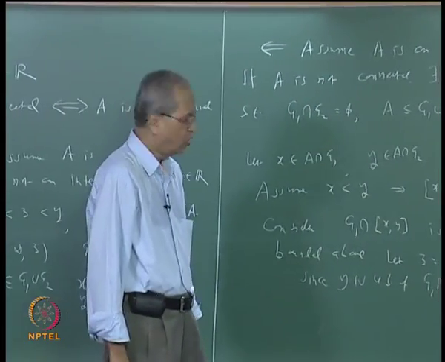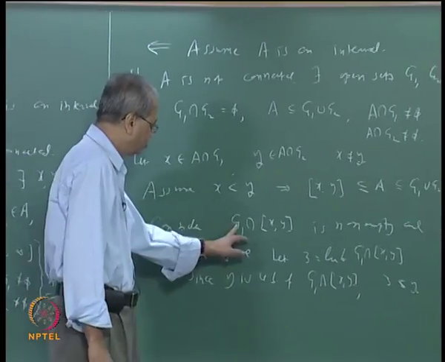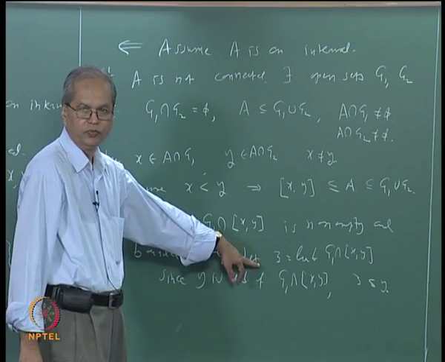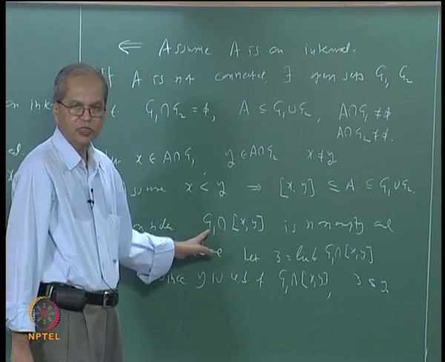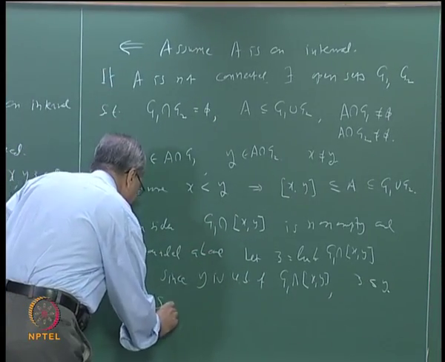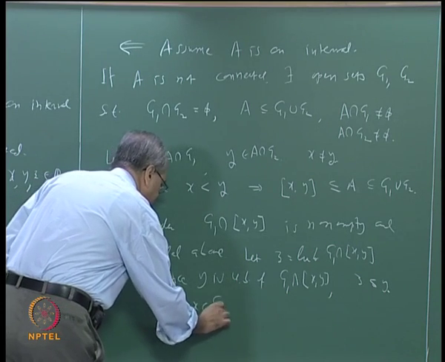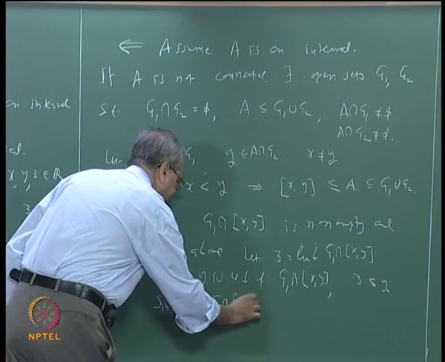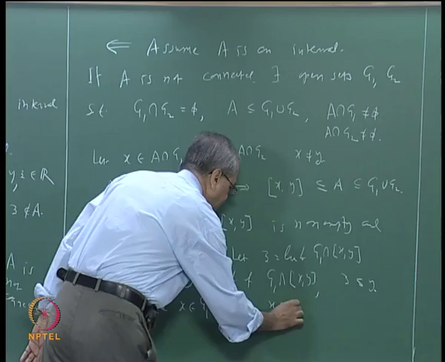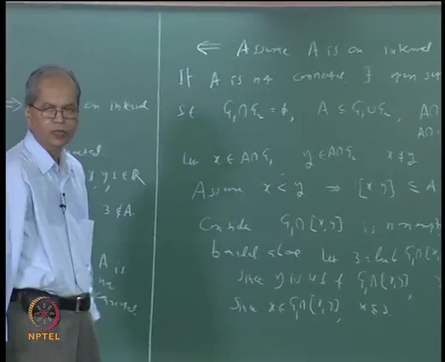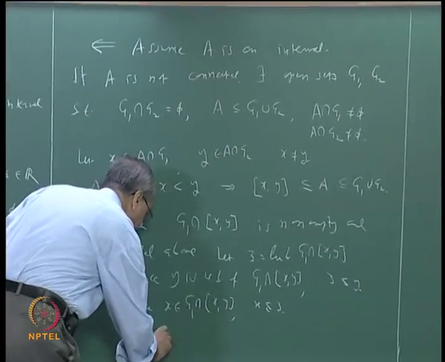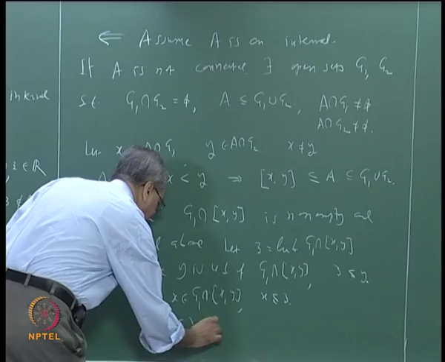On the other hand, X belongs to this set, and Z is an upper bound, so X must be less than or equal to Z. Since X belongs to G1 intersection XY, and Z is the least upper bound, we have X less than or equal to Z. That means X is less than or equal to Z, which is less than or equal to Y.